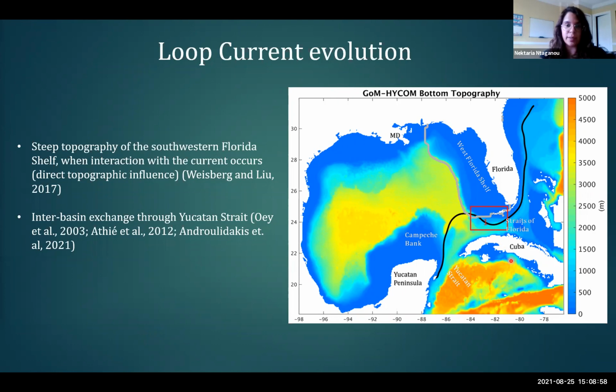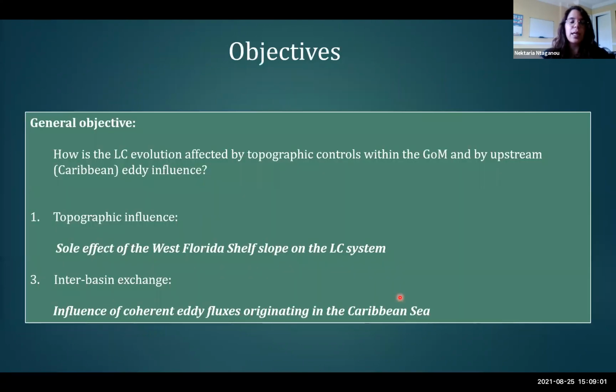through the Yucatan Strait. The main objective of this study is to investigate how the Loop Current evolution is affected by topographic controls within the Gulf of Mexico and by upstream eddy influence, meaning eddy influence that originates in the Caribbean Sea. Regarding the topographic influence, the focus is on the sole effect of the West Florida slope on the LC system. And regarding the inter-basin exchange, the approach is to investigate the influence of coherent eddy fluxes originating in the Caribbean Sea.